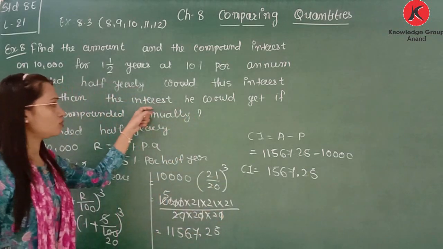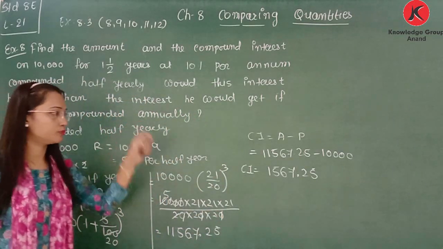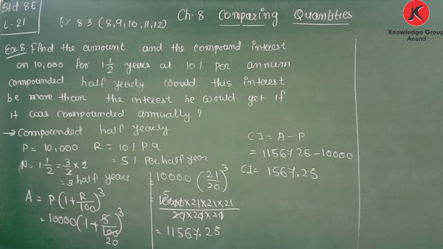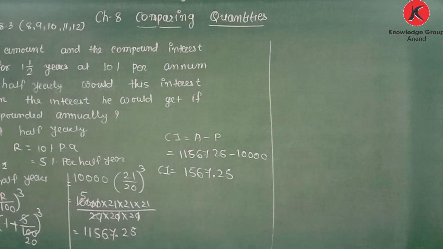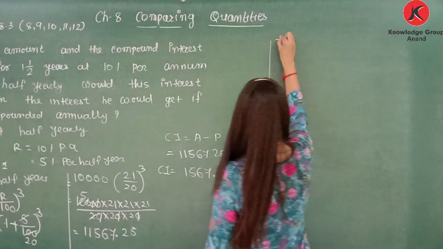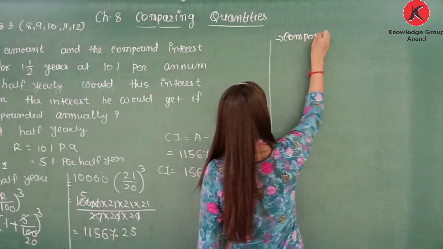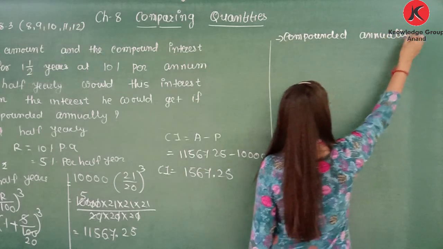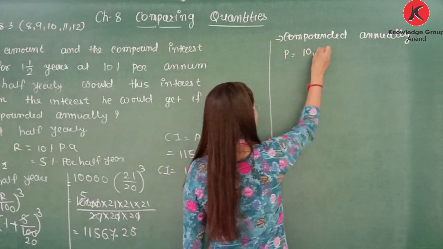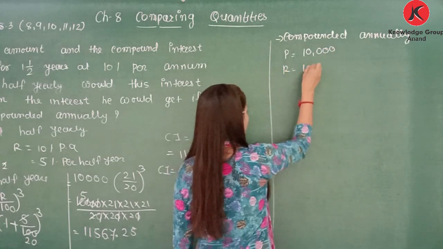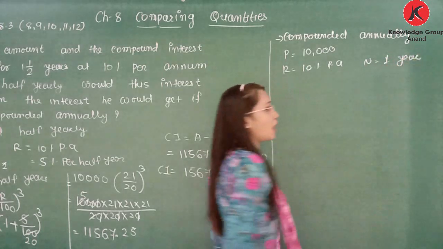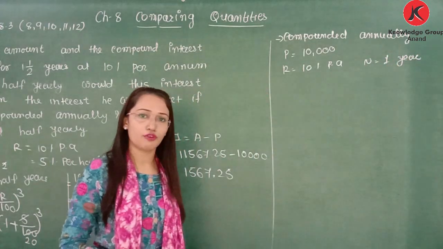Now we can find the compound interest when it is compounded annually. So let's find. When it is compounded annually, our principal value is 10,000. Rate of interest is 10% per annum and N will be 1 year, because here we are finding the compound interest for 1 year and then simple interest for a half year.